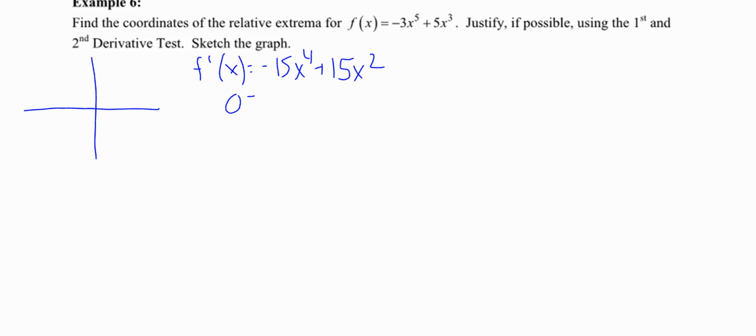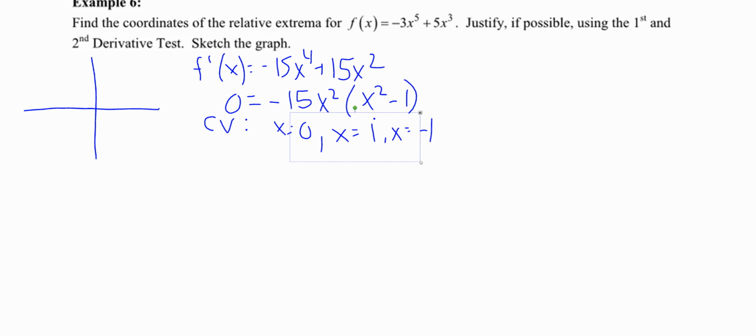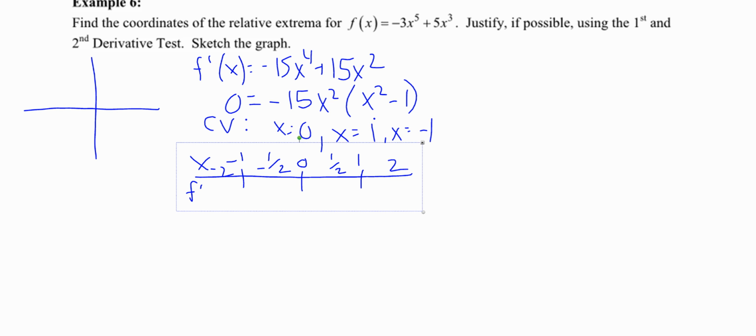Let's find our critical values. It's not going to be undefined. So if I take out a negative 15x squared, I end up with x squared minus 1. So we have critical values at x equals 0, x equals 1, and x equals negative 1. So using our first derivative test, we're going to plug in values to our first derivative. Let's see, maybe negative 2, negative 1/2, 1/2, and 2. You should get negative, positive, positive, and negative when you plug those in.